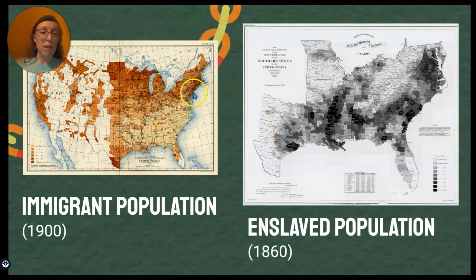So we have the border of Pennsylvania right up here. We follow the Ohio River down. Missouri is right here, and then we go down to Texas.